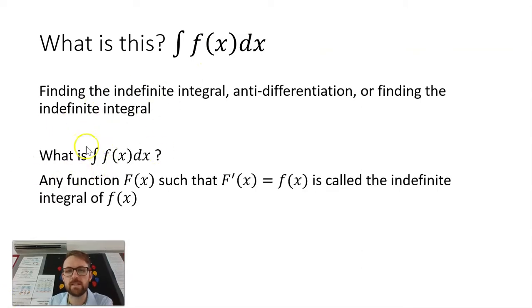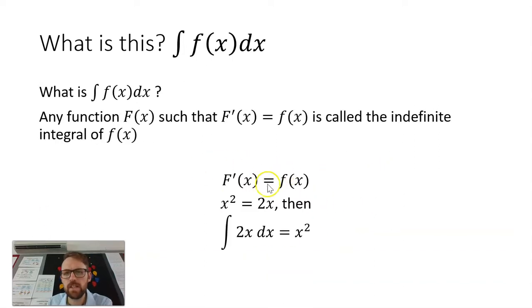So what is this? Basically, for any function, if we find its derivative and it equals f of x, we call the capital function F the indefinite integral of f of x. So we found the derivative and got f of x. If we find the integral of f of x, we go back to our capital F. Instead of going one way with our derivatives, we're going back the other way now.